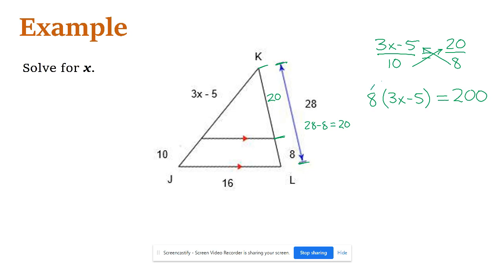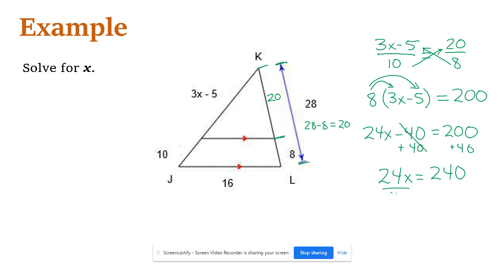Okay, so I distribute my 8. 8 times 3x is going to be 24x. 8 times 5 is going to be 40. So I have 24x minus 40 equals 200. I can add 40 to both sides. I get 24x equals 240. And now I can divide by the 24 and figure out what x is. And x is equal to 240 divided by 24, which is 10. So x is equal to 10.